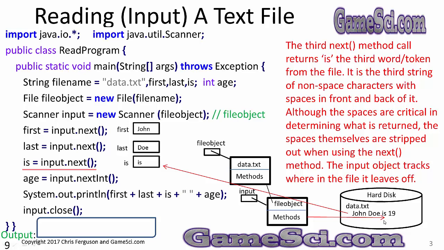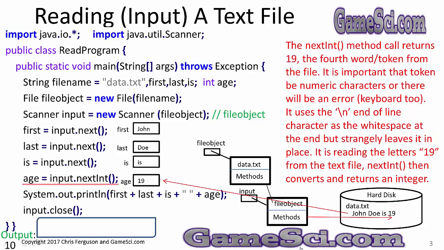Also, I want to explain here, after the word is read, the file pointer is pointing to the data after the word is. The Scanner object tracks where in the file is currently being read. So at the beginning, it started on the J. And then after the next call, it was on the D. After the next call, it was on the I. And now the file access pointer or reference is pointing to that 19.